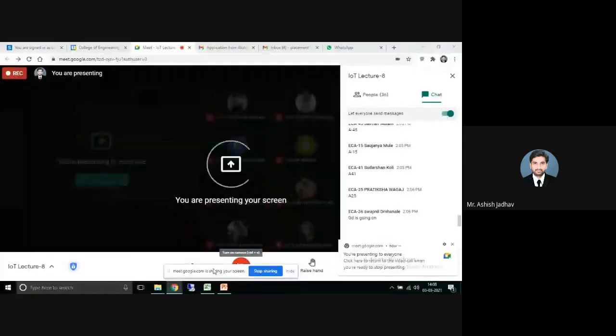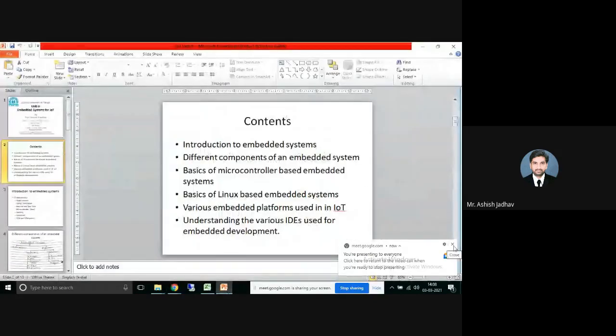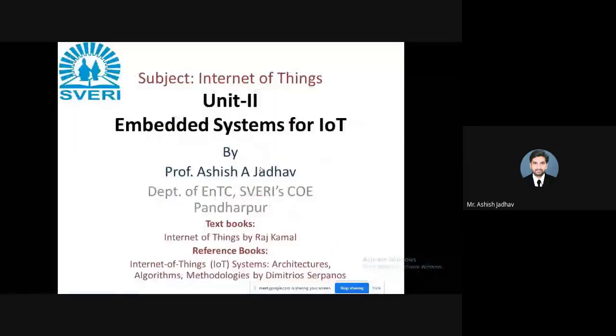These are the contents. Let me check. Yes. Now the screen may be visible to you. Check it out once. Is it visible? Right. So this is the second unit, embedded system for IoT.